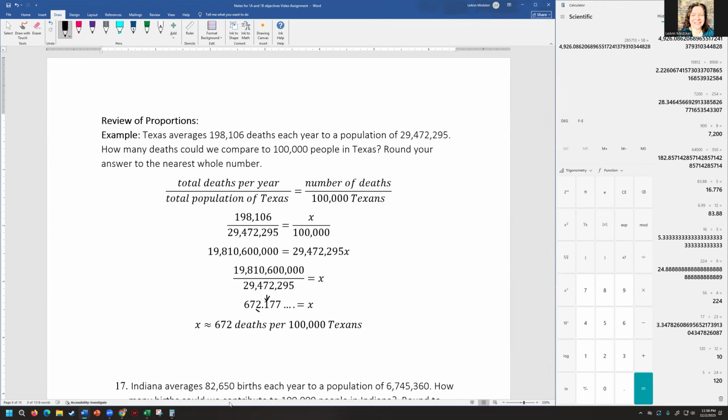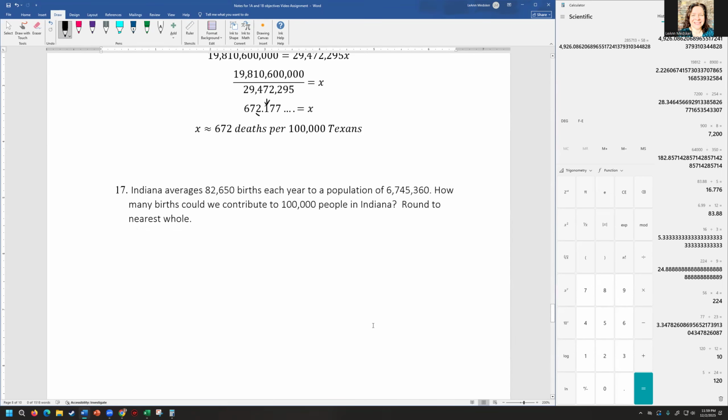So if we shrink down from the whole state to just a small subpopulation of Texas, we're expecting only 672 deaths in that group because we're saying they are proportionate. Okay. All right, let's look at this one. It says Indiana averages 82,650 births each year to a population of 6,745,360. How many births can we contribute to 100,000 people?